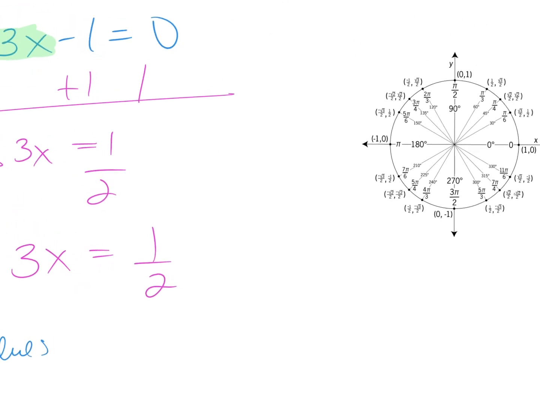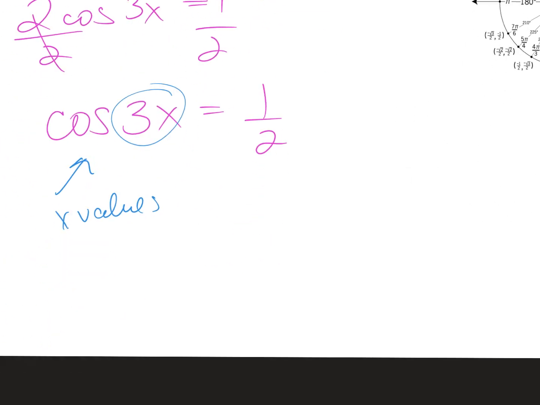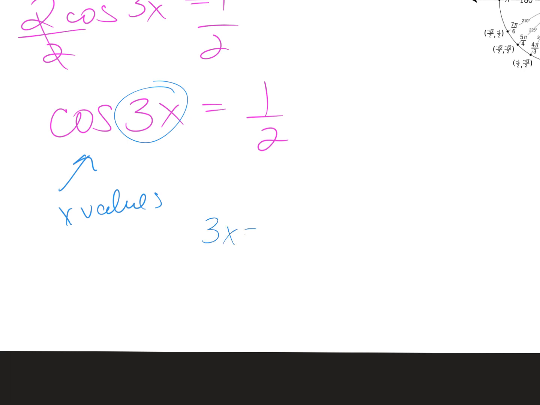Now, every problem we've done so far, I wrote x equals. How do you think I'm going to write this one? That's it. Yep. I'm going to write 3x equals pi over 3. And I'm going to write 3x equals 5 pi over 3.